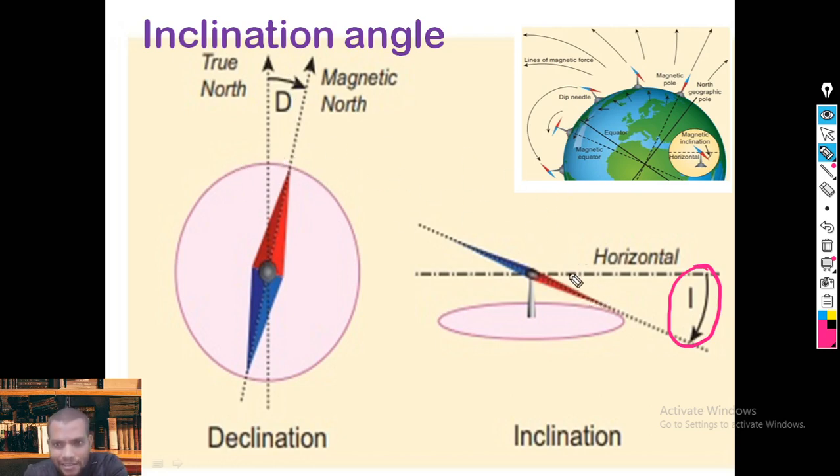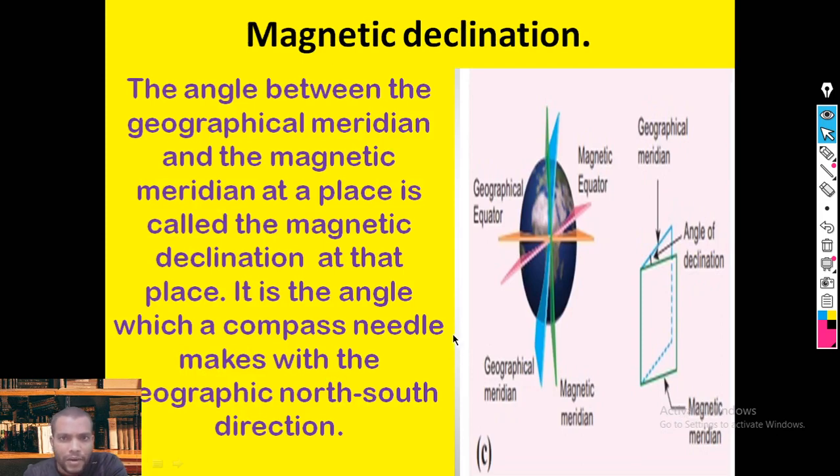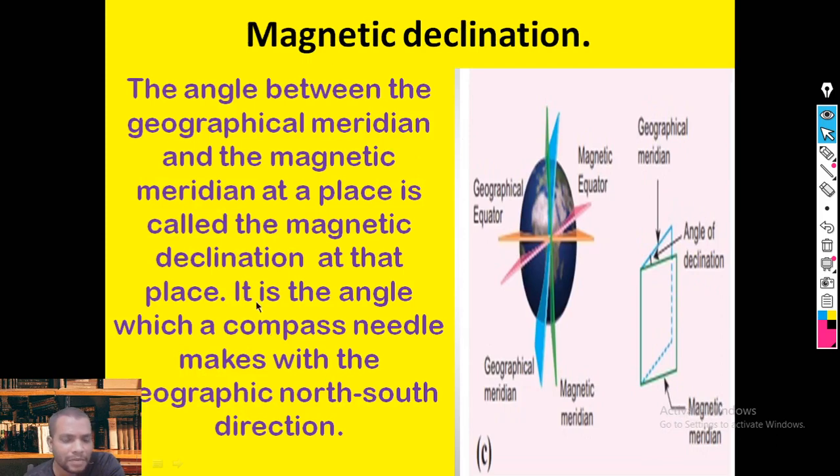So with the help of these two angles, we measure the magnetic field at a given location. Let us try to measure for a given situation. If I define magnetic declination, it is the angle between the geographic meridian and the magnetic meridian at a place. That point is important. How do we measure that declination angle? The earlier angle, the inclination angle, we measure with the dip circle. The angle made by the dip needle or dip circle with the horizontal is known as the angle of inclination. But to measure the declination, you need to take either the compass or the dip circle. It is the angle which a compass needle makes with the geographic north and south direction.